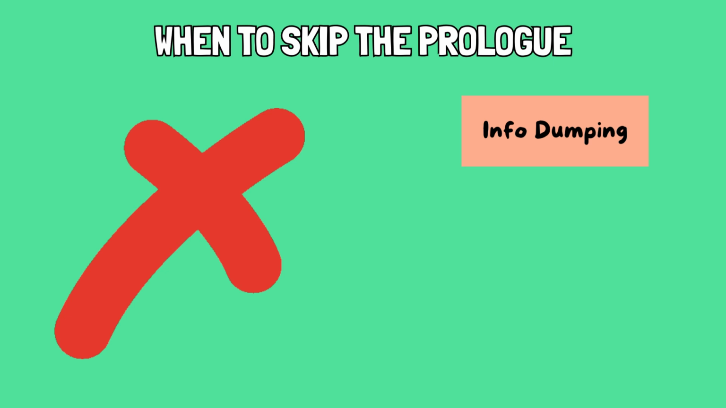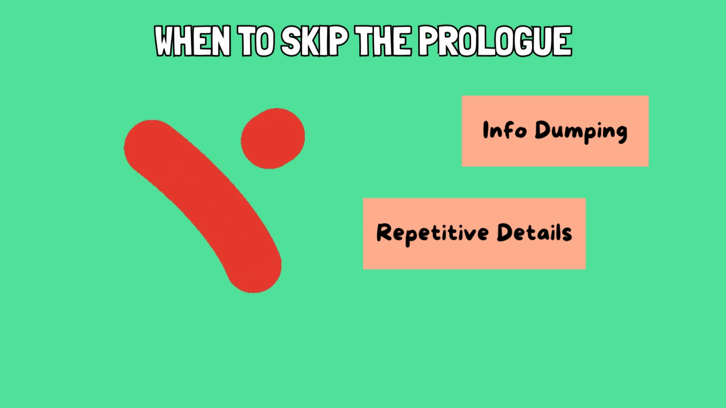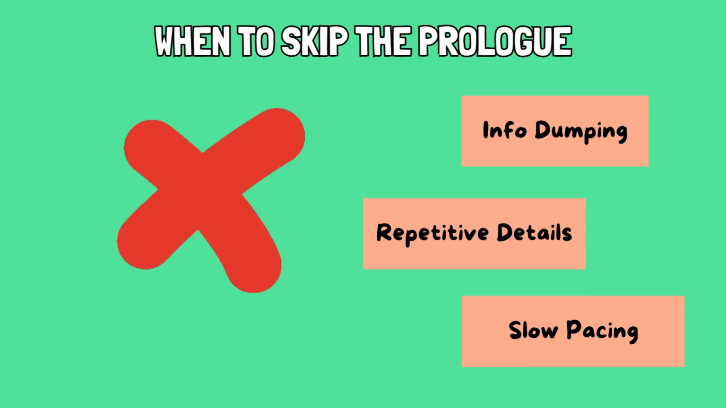The same goes for redundancy. If the prologue simply repeats what the reader will learn later, it can feel unnecessary and not needed. Pacing is also important. A prologue should be concise, propelling the reader forward, not stalling the story. Aim for a few pages to keep them engaged.